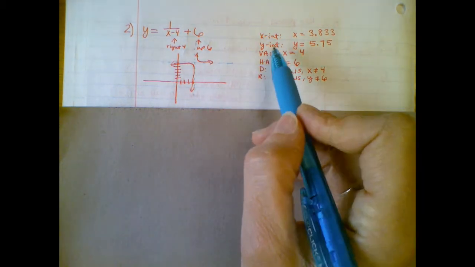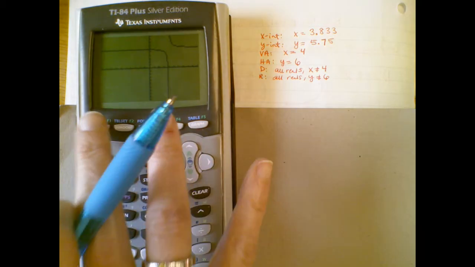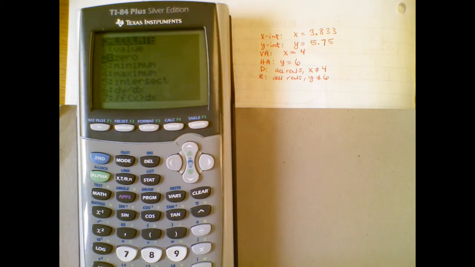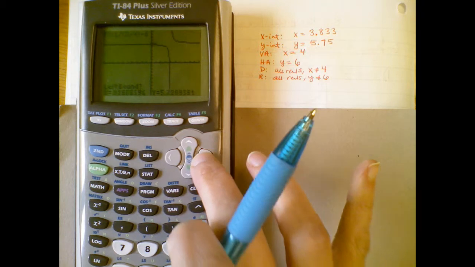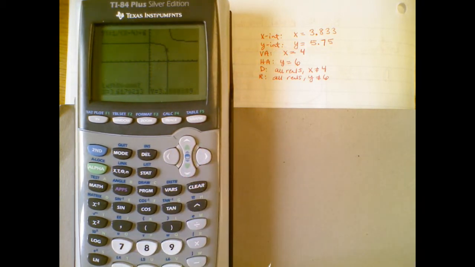Okay, for the first part, it says, what is the x-intercept? So my x-intercept, to find that, I go to second trace, go down to 0, and we want to see where it crosses this x-axis. So we go above it, go below it.